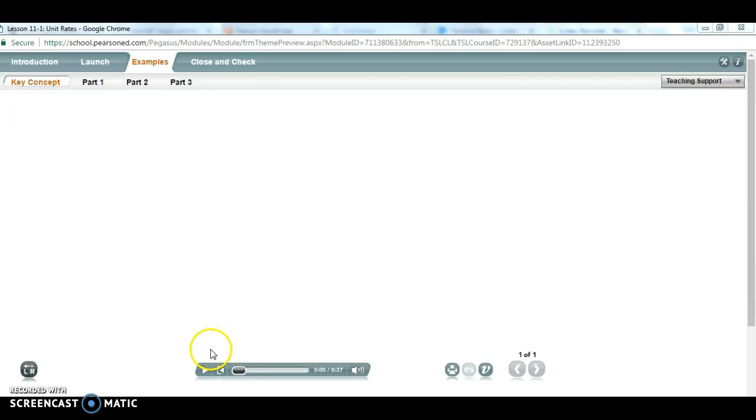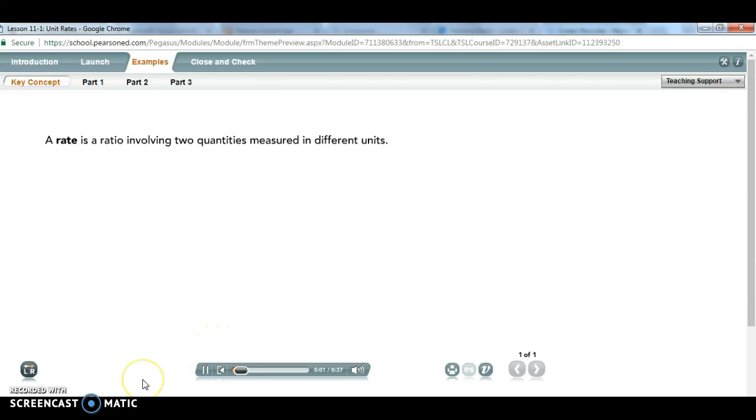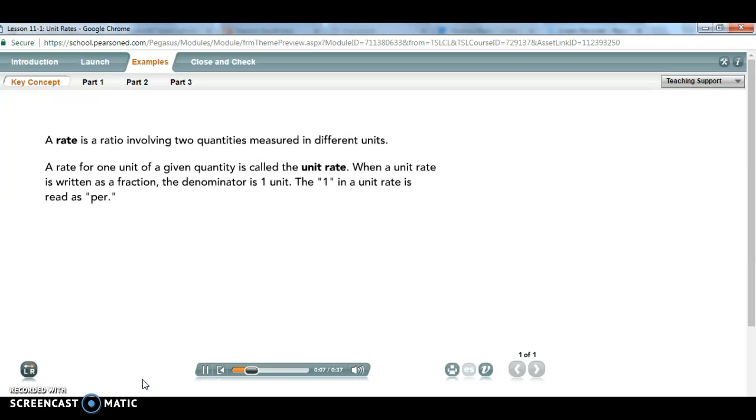Moving on to the key concept. A rate is a ratio involving two quantities measured in different units. A rate for 1 unit of a given quantity is called the unit rate. When a unit rate is written as a fraction, the denominator is 1 unit. The 1 in a unit rate is read as per.